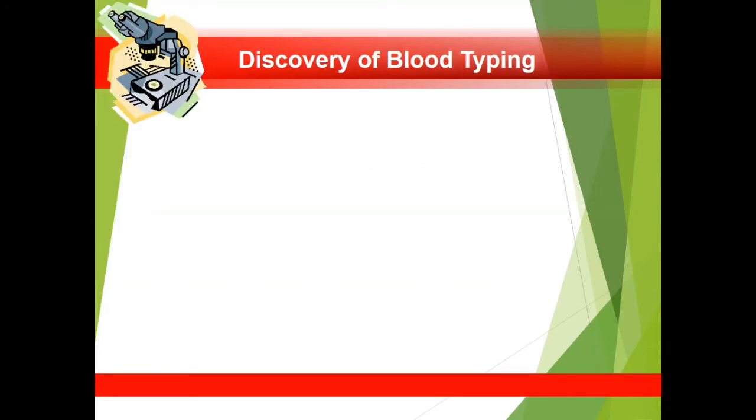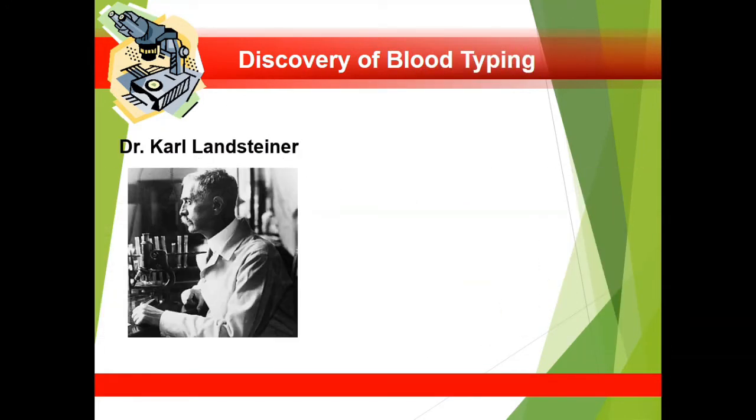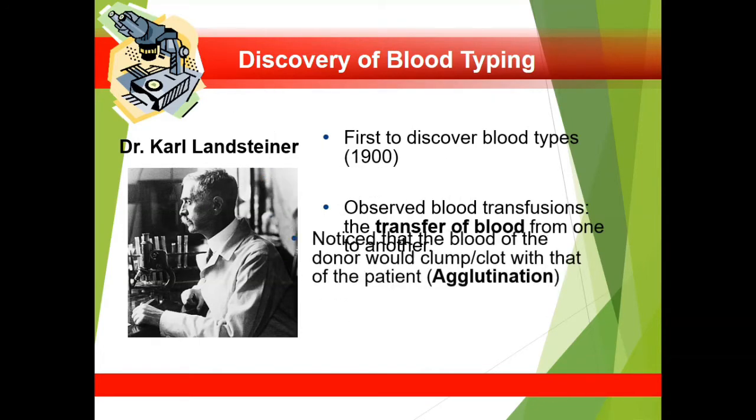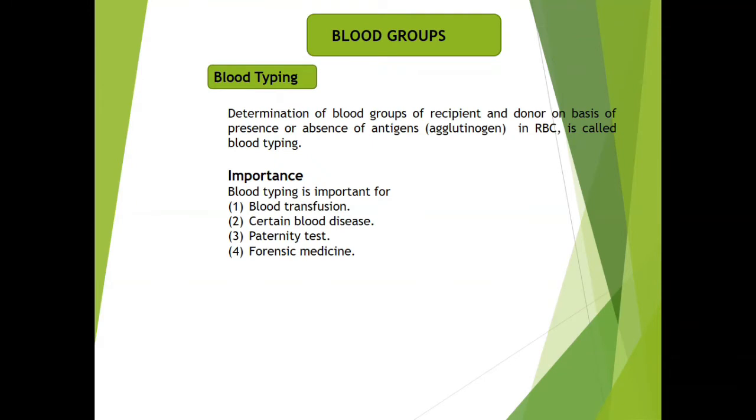So, discovery of blood typing. Who discovered blood typing? That is a scientist named Dr. Carl Landsteiner. He also gave the Landsteiner law that we will discuss further in the lecture. He determined blood typing in humans, also Rh positive and Rh negative, and it is because of this scientist that many transfusion reactions are not happening today.